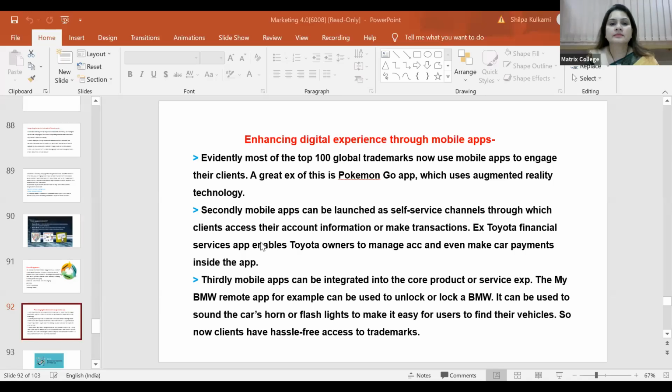slide, and let me share my screen. Enhancing digital experience through mobile apps, right? Enhancing digital experience through mobile apps.